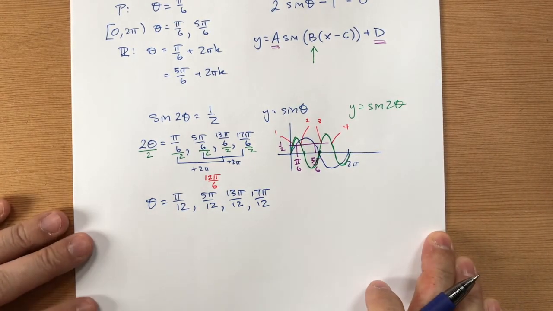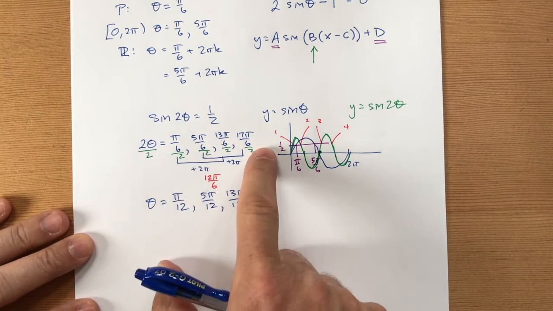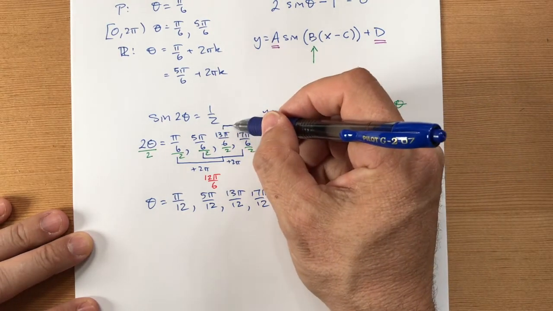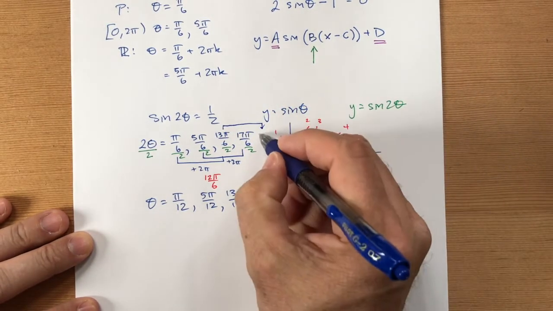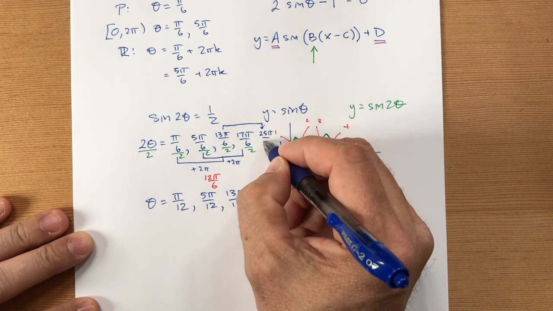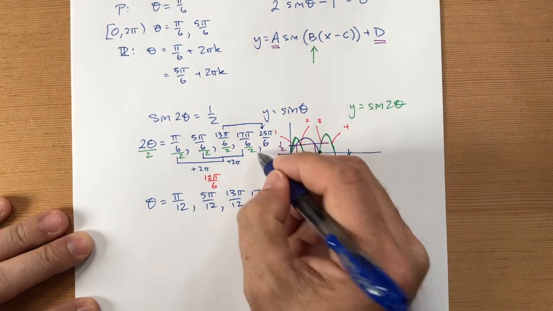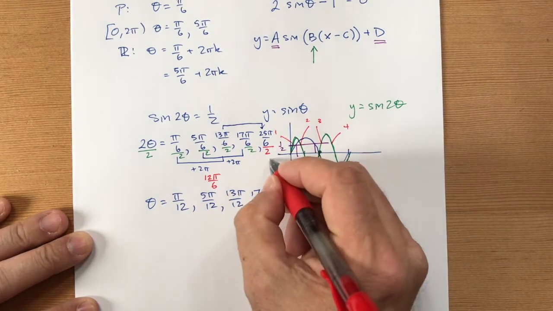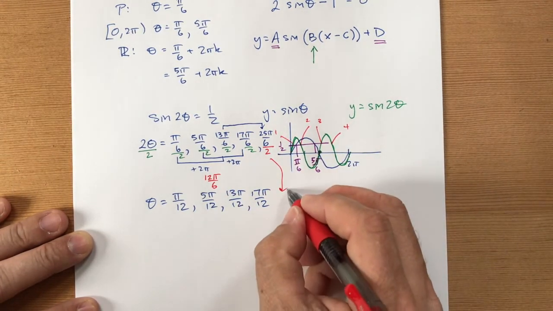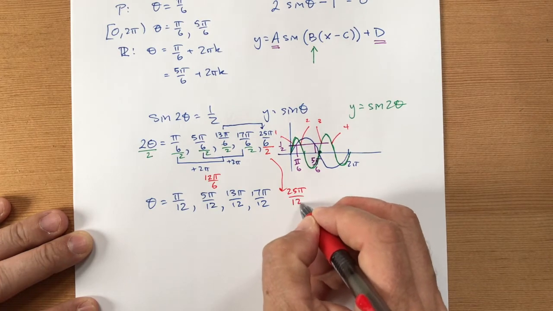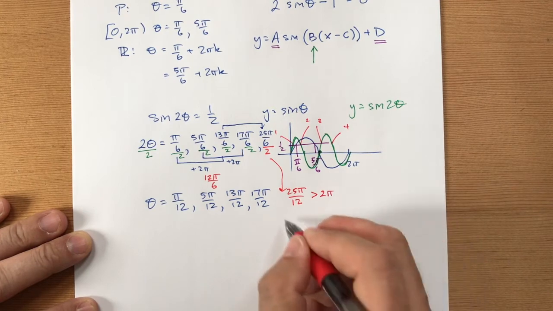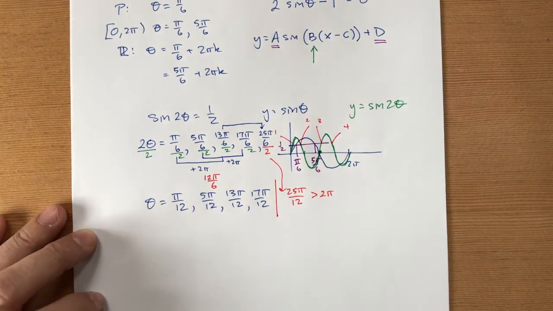If I had gone one more rotation, in other words, add 2 pi to this first answer, if I had written out that one, I would have had 25 pi over 6, because I'm just adding 12 pi over 6. When I divide that one by 2, you can see this one is going to be outside the range, because it's going to be 25 pi over 12, and that is greater than 2 pi, so we definitely want to stop at that stage.